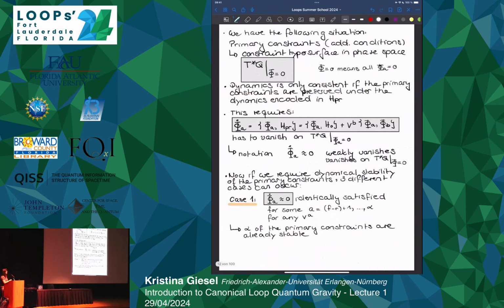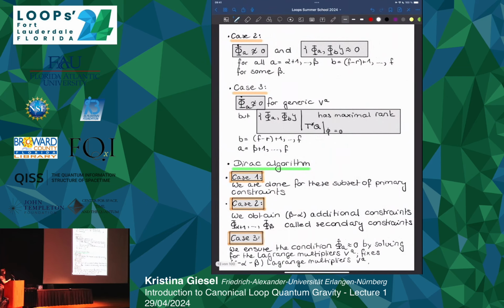So let's say alpha of the primary constraints satisfy already case 1, then beta of them satisfy case 2, and there might be some left which don't satisfy case 1 and case 2. Which means they also are not stable under the dynamics. But in contrast to case 2, you can compute the matrix of these second-class constraints, and it has maximal rank. So these are the three cases that can occur. And each case tells us basically how we proceed in that situation.